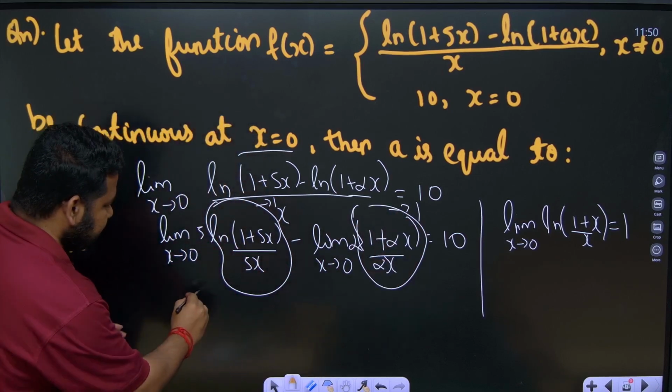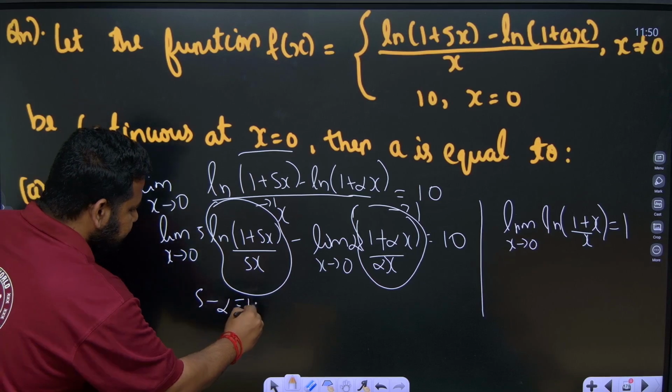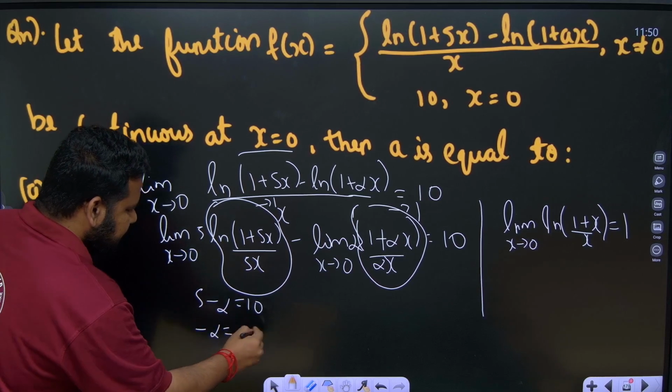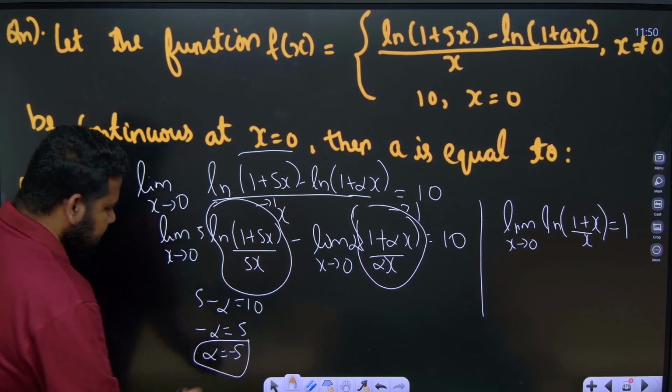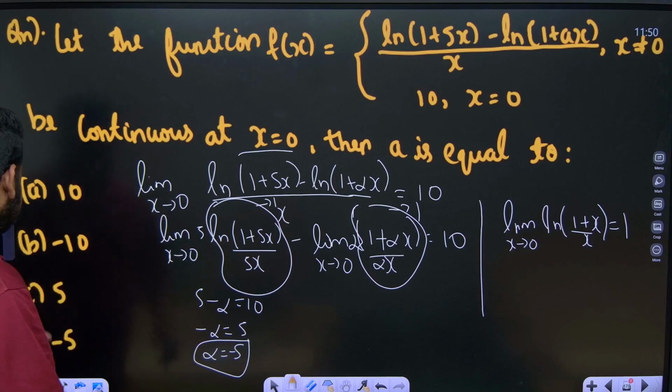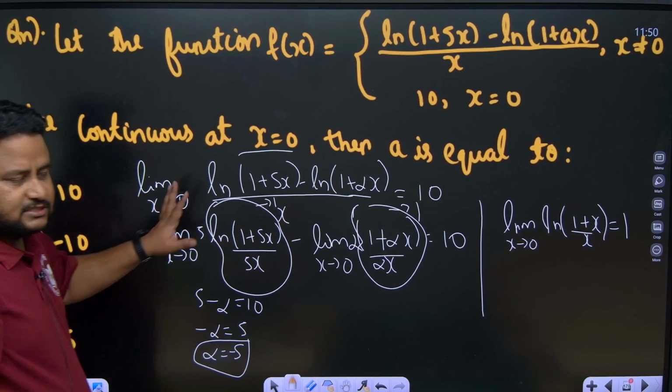So we are left with 5 minus alpha is equal to 10. So minus alpha is equal to 10 minus 5, which is 5. So alpha is equal to minus 5. Clear? The answer is minus 5. This is how you solve the question.